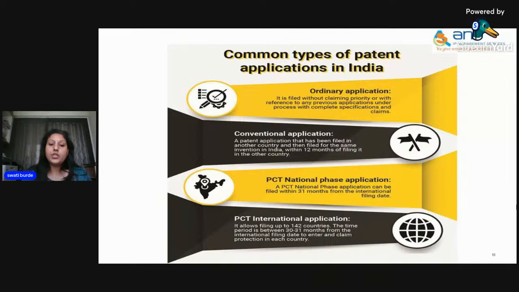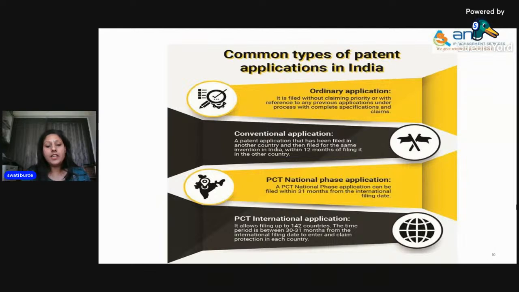Then second is conventional application. Conventional application is one that has been filed in another country and then filed for the same invention in India. This is also called the conventional route, and it is supposed to be filed within 12 months of filing it in that other country. Third is PCT national phase filing. It is the patent application which comes through the PCT route. The national phase application is filed within 31 months from the international filing date.